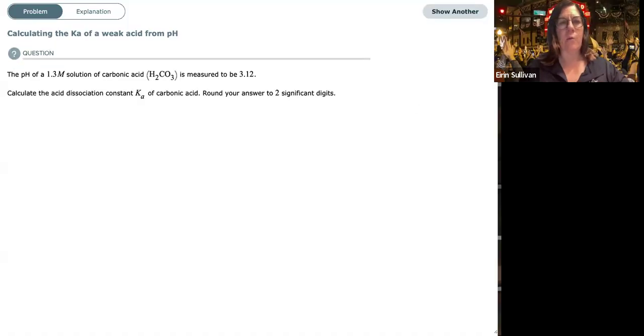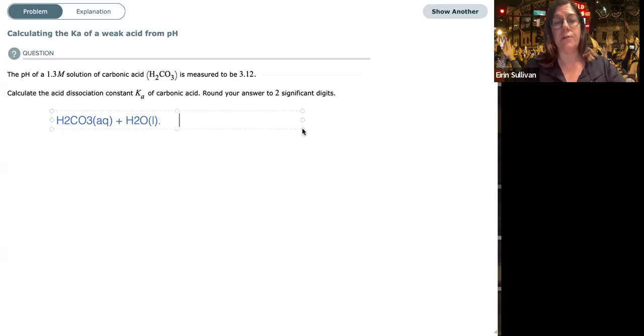Calculating the Ka of a weak acid from pH. So essentially to do this, we're going to use an ICE table, or a RICE table if you prefer. We have one key piece of information that is going to help us: if we know the pH of our solution of acid, we're going to be able to calculate our concentration of the hydronium ion at equilibrium.